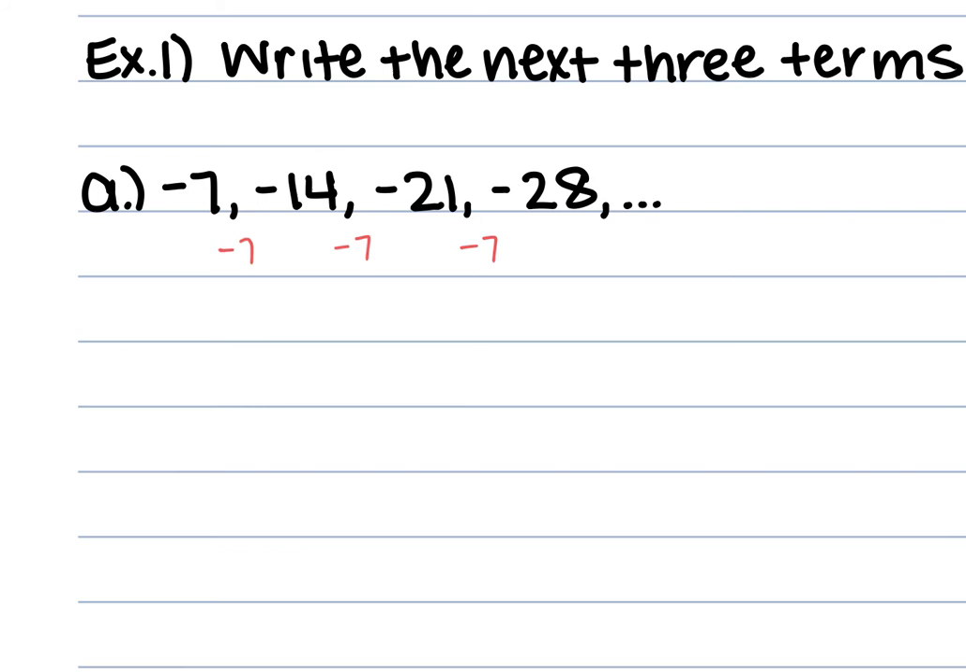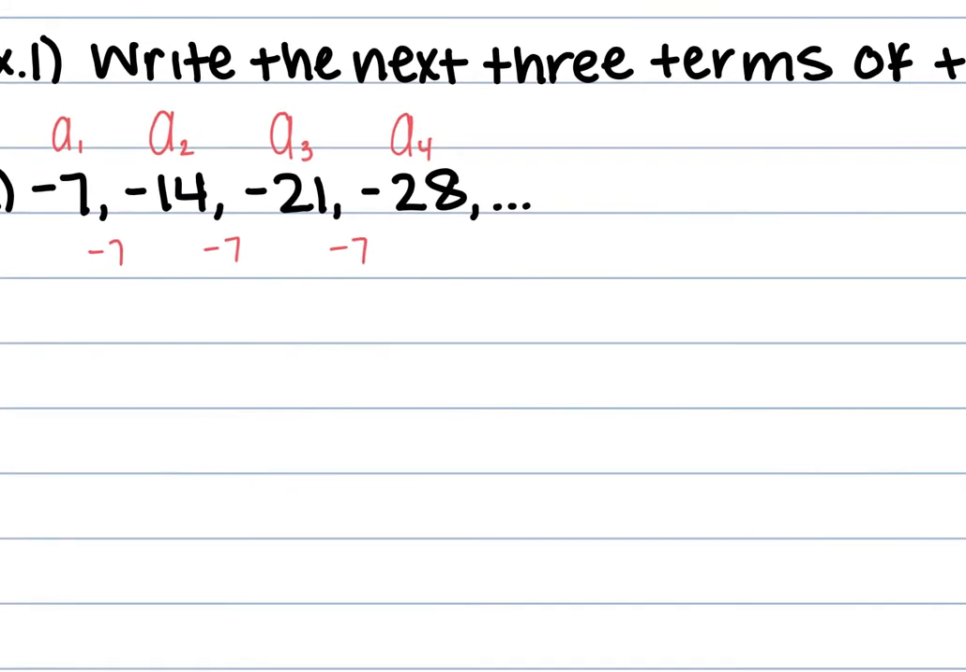Do we see that? Okay, now we're going to label our terms. What do I label the first term? No, like -7. What is -7? Brady? It's A sub 1. What's -14? A sub 2. -21? A sub 3. A sub 4 is -28. Okay, so the three that we're finding are A sub 5, right? A sub 6, and A sub 7. Agreed?